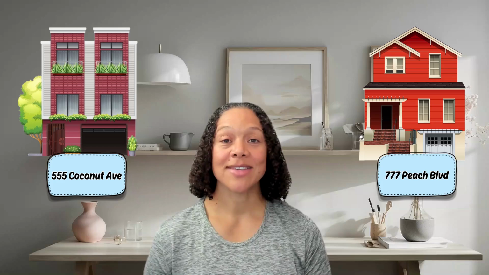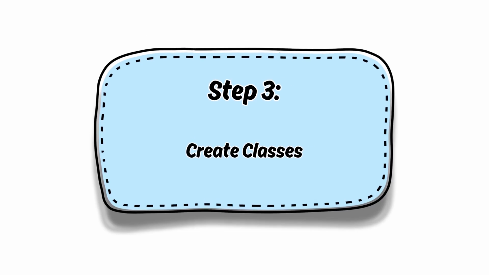For this example, we have 2 properties. One is a duplex, so it has 2 units, and it's located at 555 Coconut Avenue. And the second property is a house for rent at 777 Peach Boulevard. Let's move on to the third step, which is to create a class for each property.